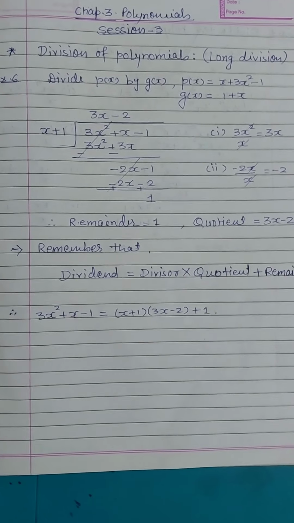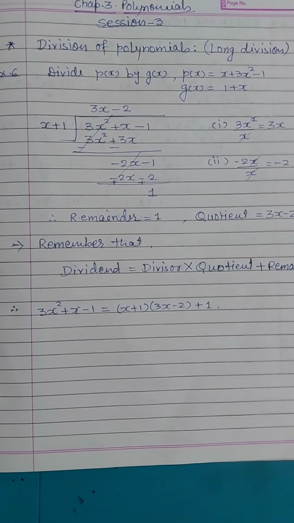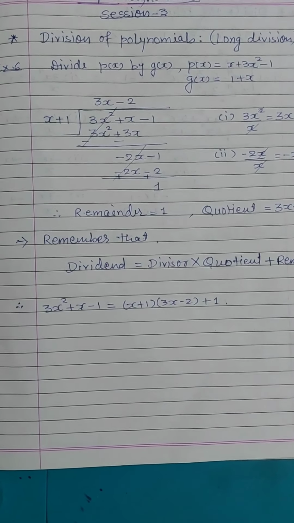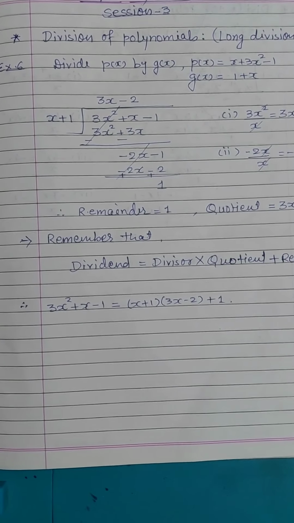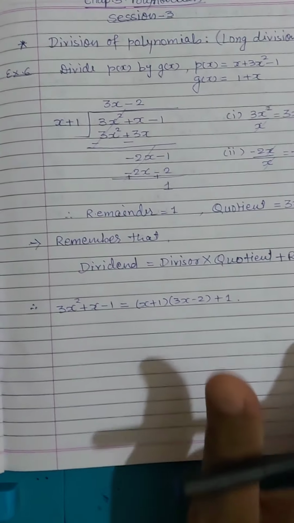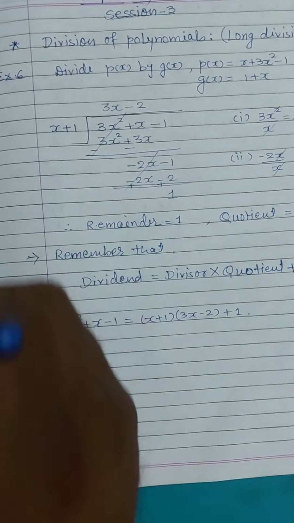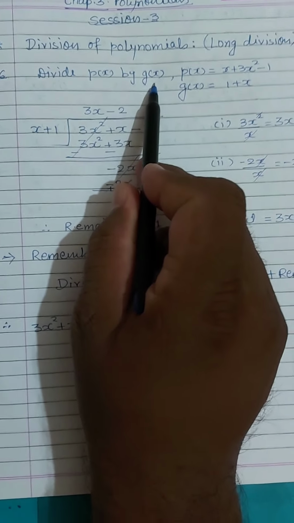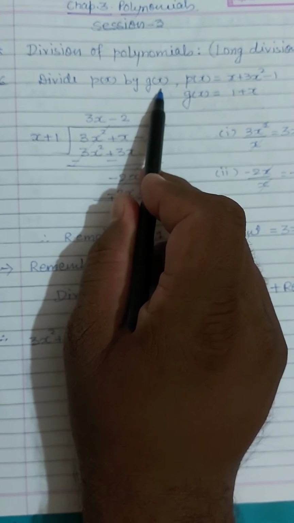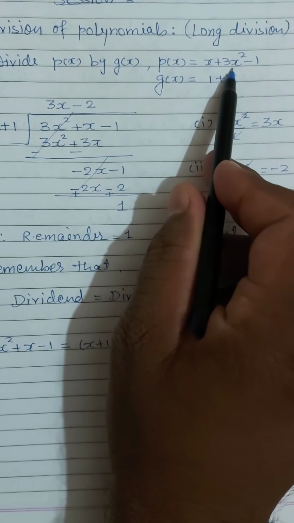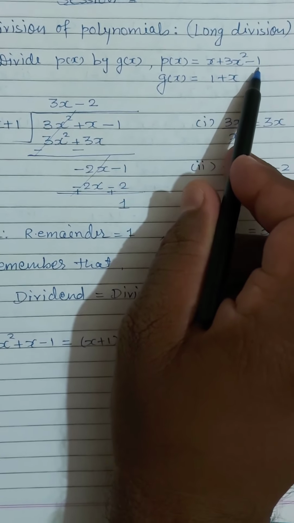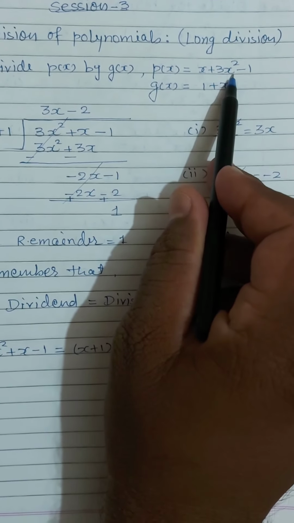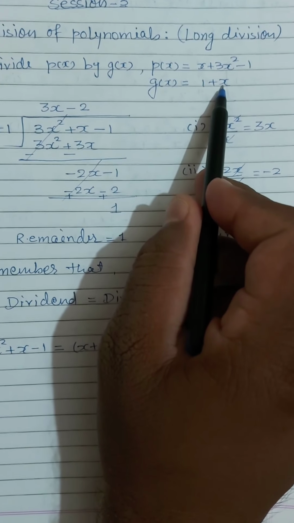That is, here we are seeing division of polynomials, and the method we are describing here is the long division method. Here 2 or 3 examples are taken. Check this, example number 6. Divide p(x) by g(x). Here p(x) and g(x) both are polynomials. p(x) is given as x plus 3x square minus 1 and g(x) is 1 plus x. p(x) is a quadratic polynomial here and g(x) is a linear polynomial.